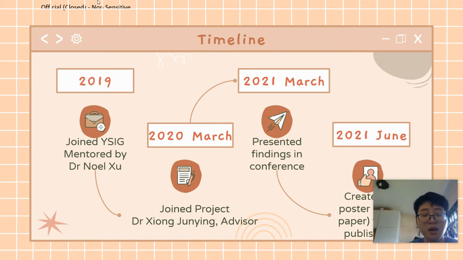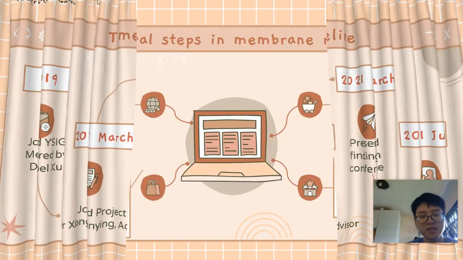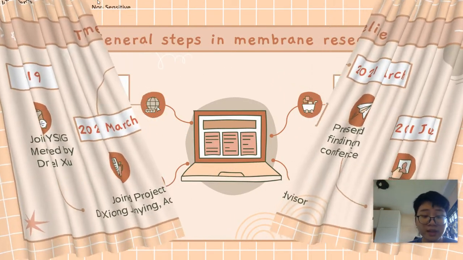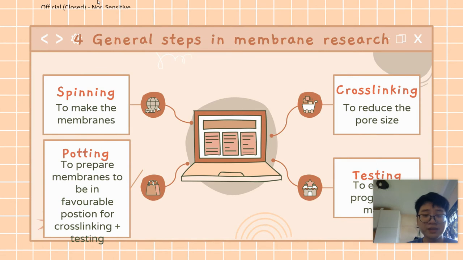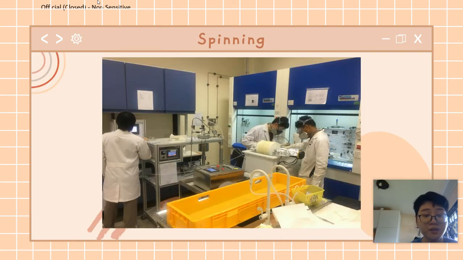Now, onto our research project. Our research project is on developing new ways to reduce the size of the pores in our membranes. There are 4 general steps in our membrane research: spinning, potting, cross-linking, and testing. To help you visualize the concept better, you can imagine doing membrane research to be like baking. Firstly, there's the spinning, where we combine ingredients in a formulation to create our nanofiltration membranes. Similar to how we mix raw ingredients like flour and water in processing machines, then we have the dough. Secondly, there's the potting.